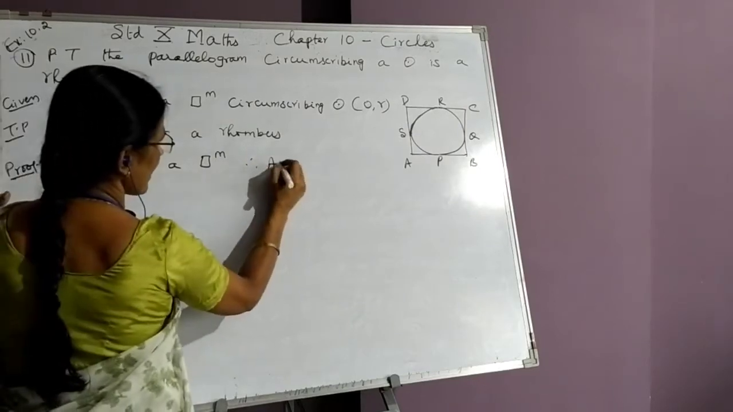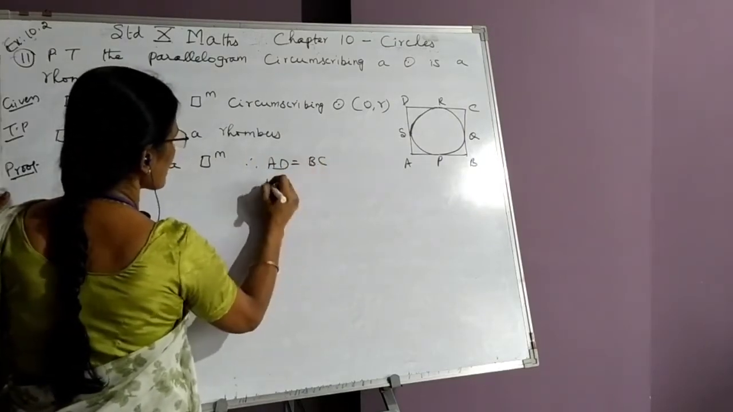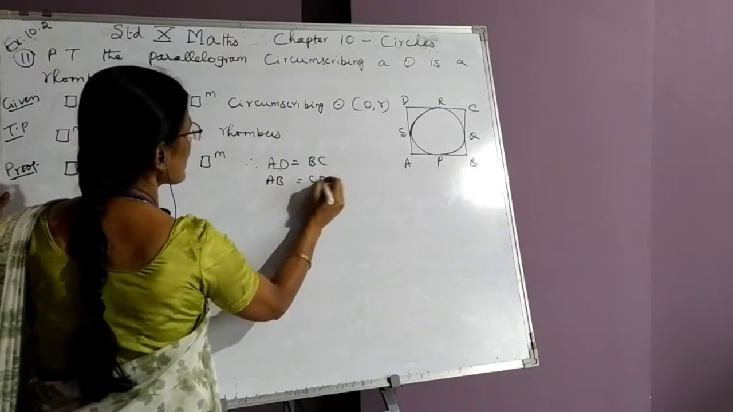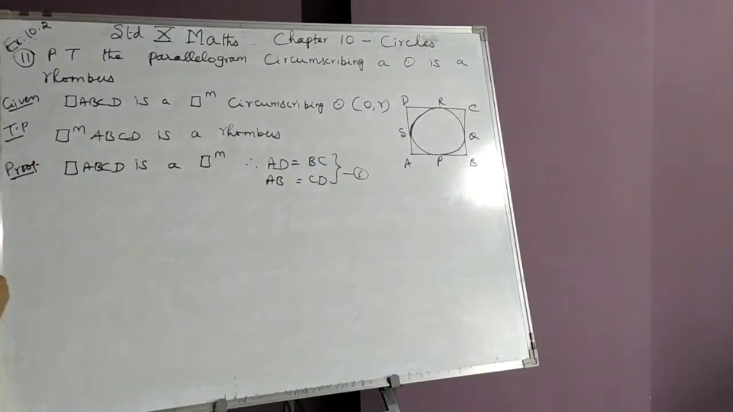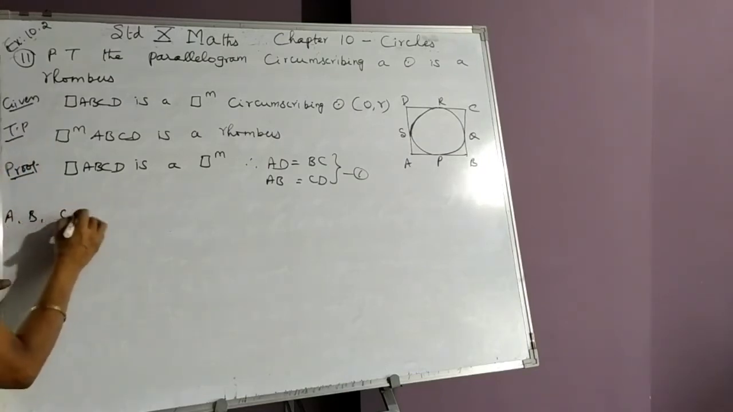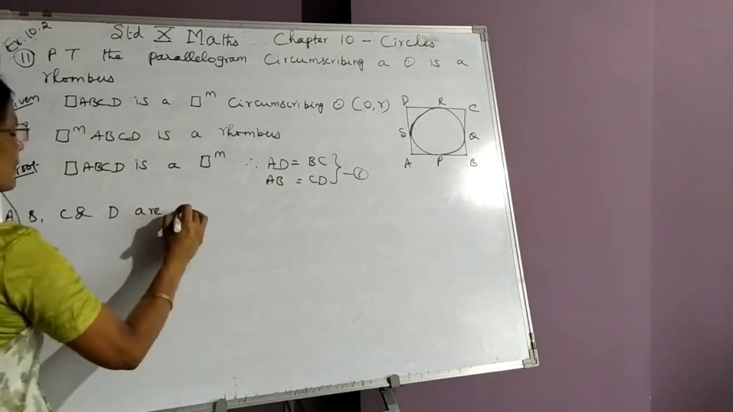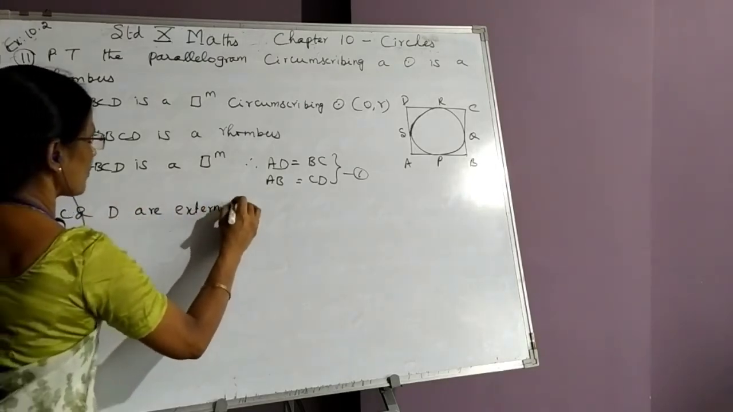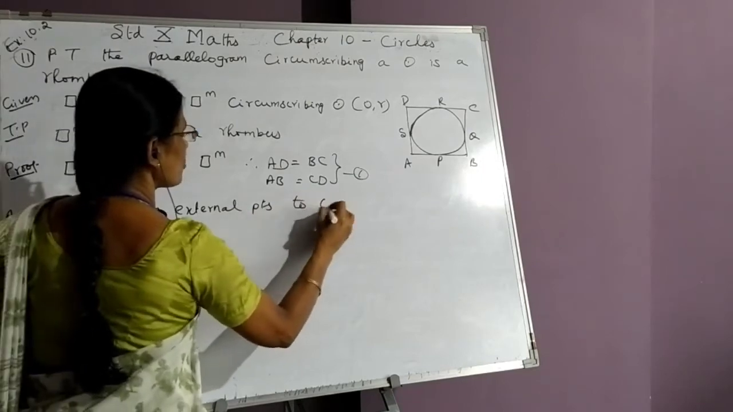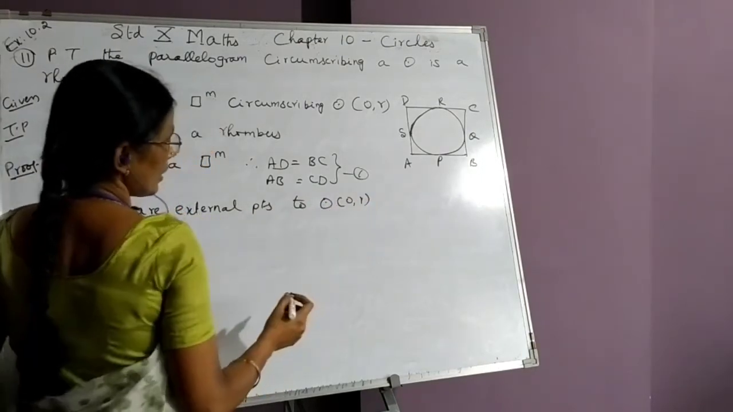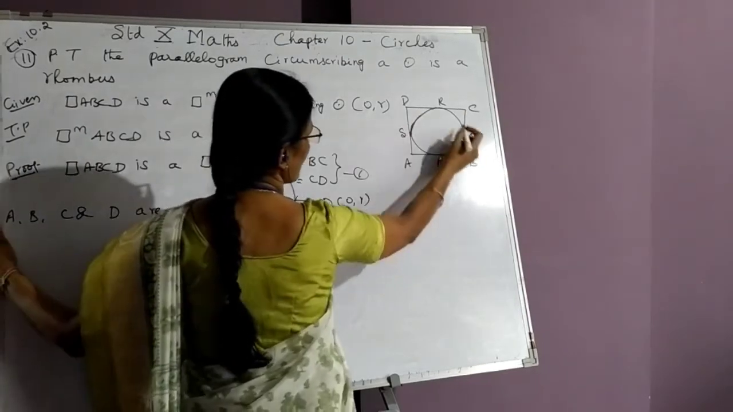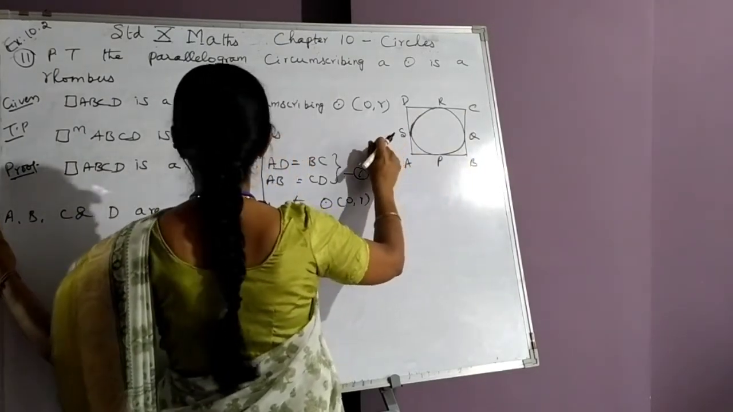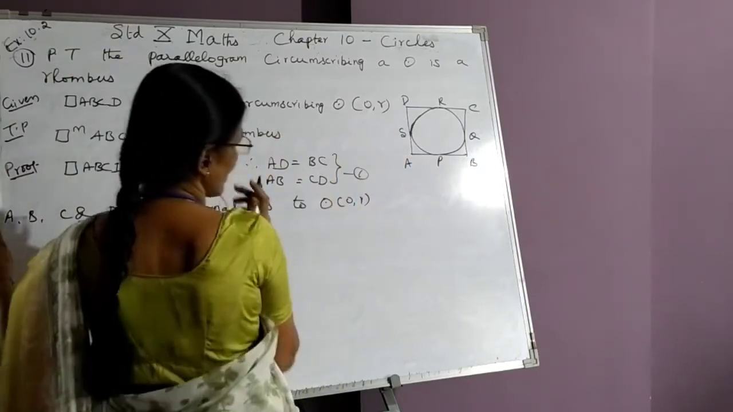Therefore, we know opposite sides are equal: AD equal to BC and AB equal to CD. We should remember this. And we are going to use theorem 10.2 here. A, B, C and D are external points to the circle. We know the lengths of the tangents drawn from an external point to a circle are equal. Already we have used the same point in this exercise.